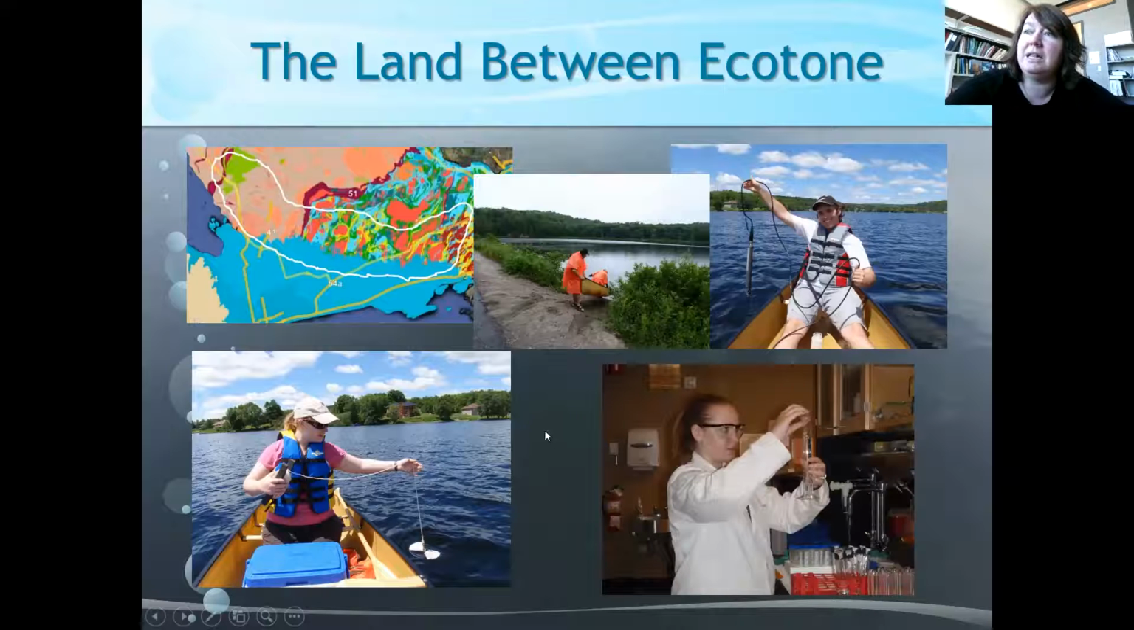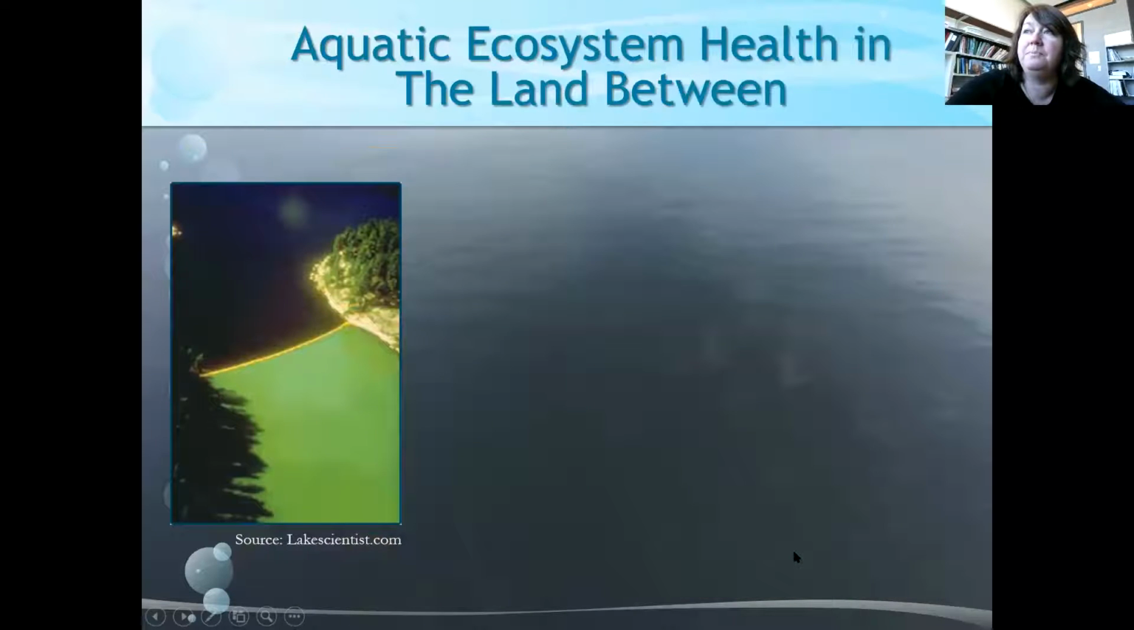And so what we do is we collect these samples out in the lake, and then we come back to the lab and we analyze our samples. So we're looking at the chemistry, what's the pH, what's the amount of ions. These are things you'll probably learn about once you get into high school chemistry, and how much nutrients are in the water, and also the algae that are in the water.